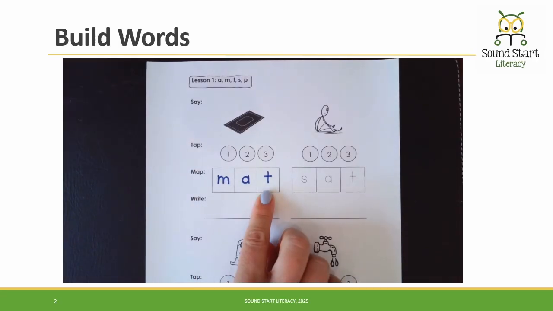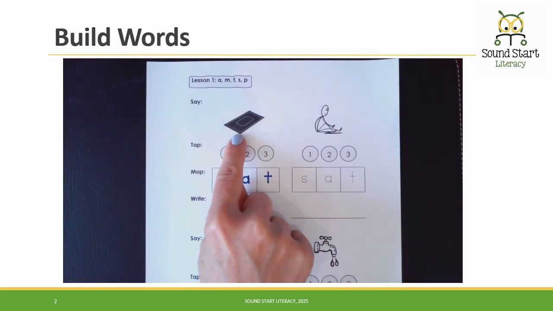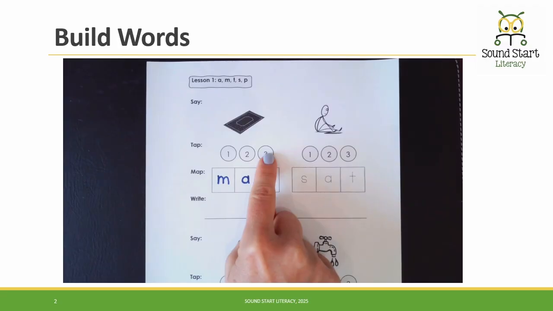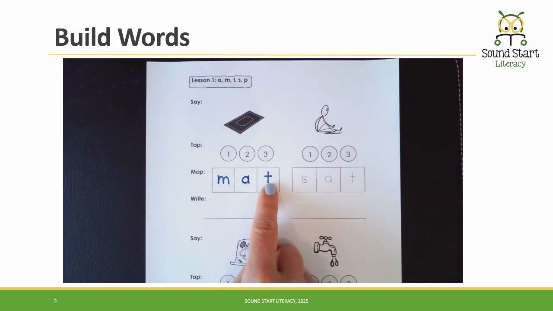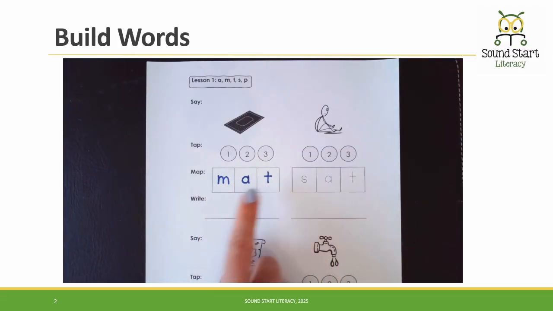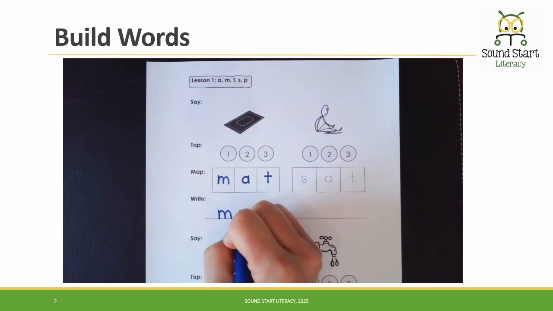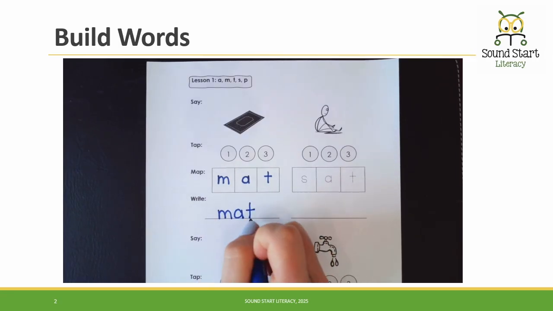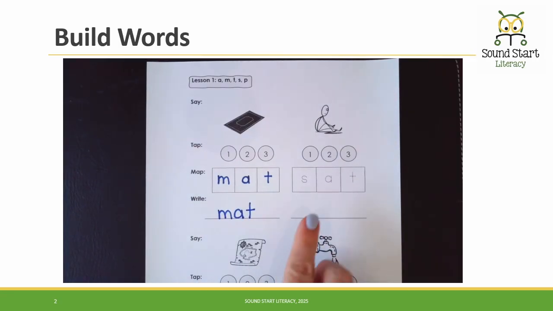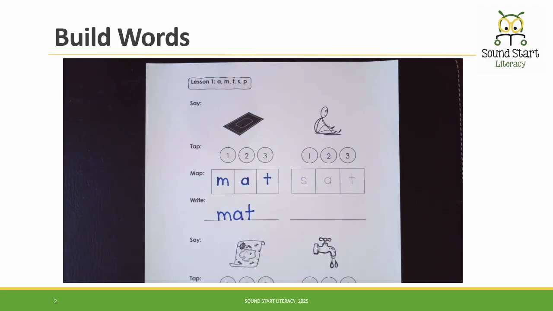Okay, so then once the child has, now we've used the word in context, we've tapped it to segment the sounds, we've mapped it, so we've learned our handwriting. Now we're going to say it and we're going to write it again. Mat. Okay, and then you're just going to go ahead and repeat that process for each of the pictures on the page.